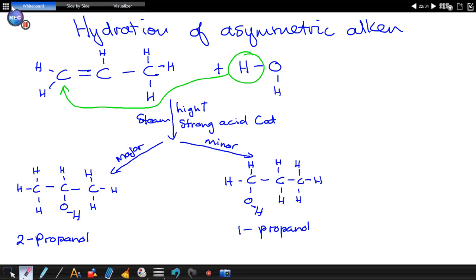So on the next slide, we'll do 2 propene or 1 propene, 1 pentene and 2 pentene, and its hydration reactions, and see what the difference is. So the major and the minor has got to do with the percentage abundance. There will be more of the 2 propanol forming than what there will be 1 propanol forming.